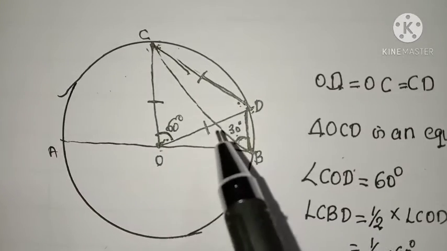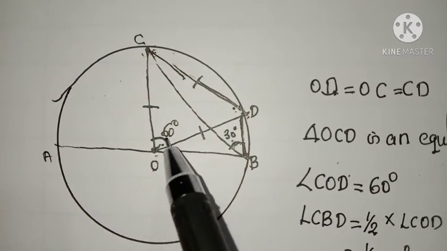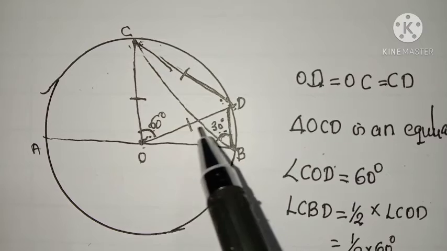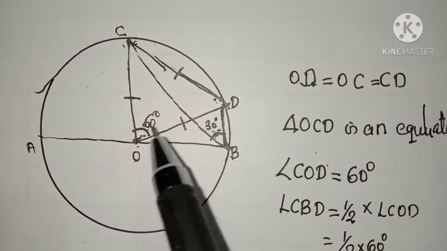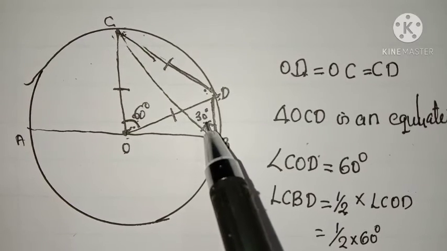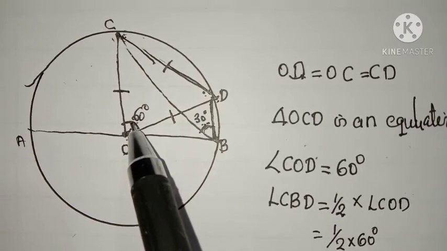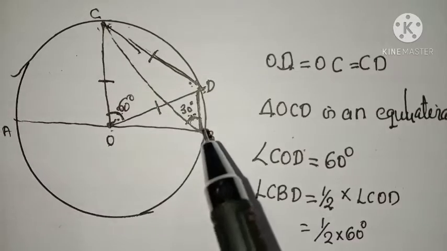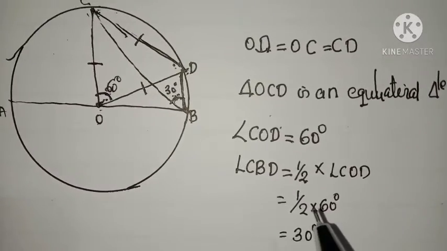So we apply the theorem here. Angle at the center is double this angle. Or this angle is equal to half of the central angle. So anyway, angle CBD is equal to 30 degrees.